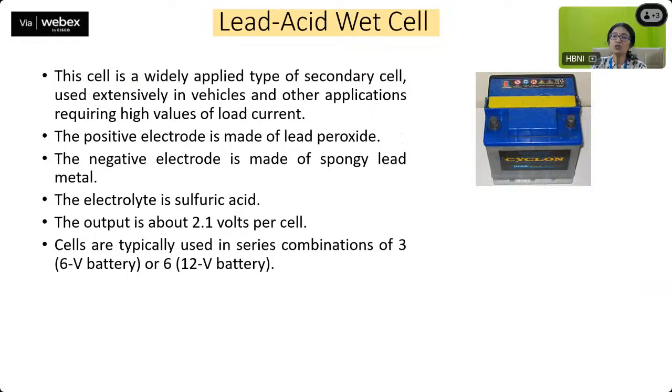The positive electrode for this lead acid wedge cell is made of lead peroxide, and the negative electrode is spongy lead. The electrolyte is sulfuric acid. Voltage is around 2.1 volt per cell. These cells are typically used in series combination of 3, where the voltages add up and you get 6 volts, or a combination of 6 of them together to give you a 12 volt value. This is how the lead acid wedge cell is generally used.